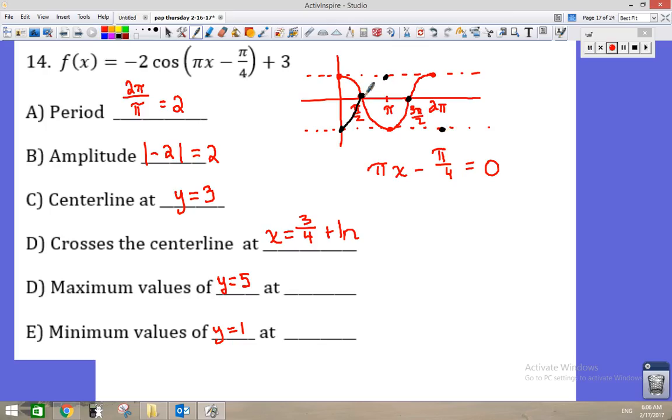So I have to think like this. See, the reflection doesn't affect the x-intercepts where we cross the center line, but it will affect the max and the min. So when this is 0, this is actually going to tell me a minimum value. So let's come in and solve for x here. Well, x is equal to 1/4.